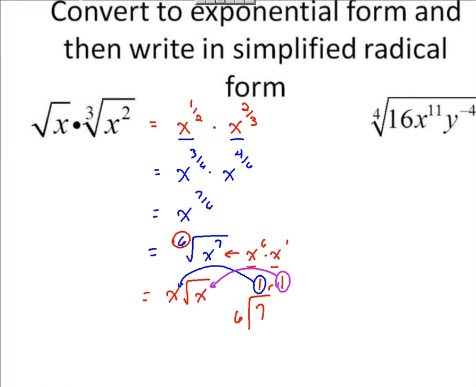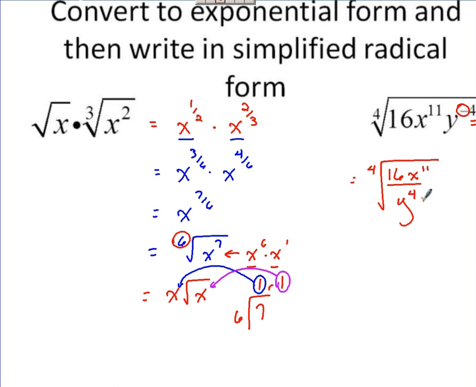Right, so last one. First thing I would do with this one is clean it up a little bit because I do have this negative exponent here. This would all equal the 4th root. It's going to turn into a quotient because of that negative exponent. You're going to have this 16x to the 11th that remains in the numerator. But we got to bump that y to the negative 4th down and make this y to the 4th down here.